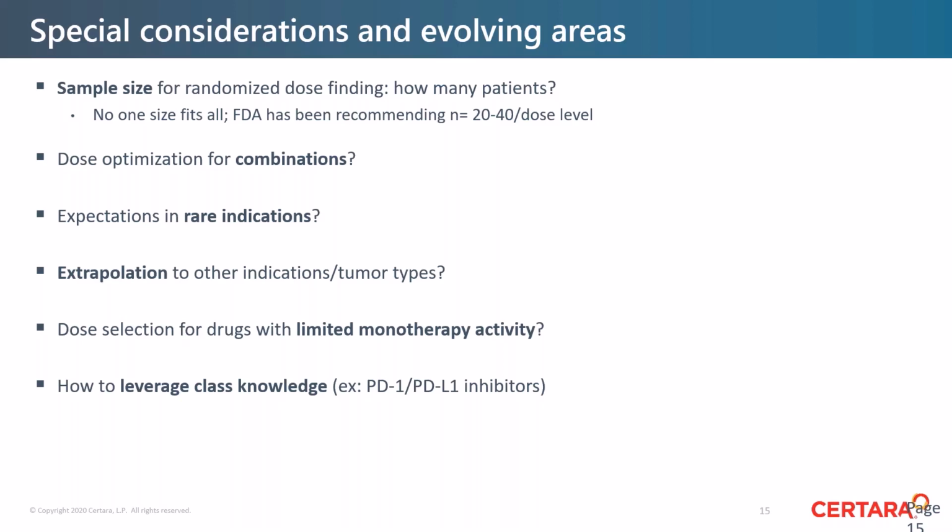And finally, how to leverage class knowledge. It's, for example, the well-known PD-1, PD-L1 inhibitors, but it's applicable to all classes of drugs. You can use class knowledge like binding affinity comparison or trough target concentration from competitors to support and ease your dose selection, but it won't prevent you from dose optimizing your own drug.